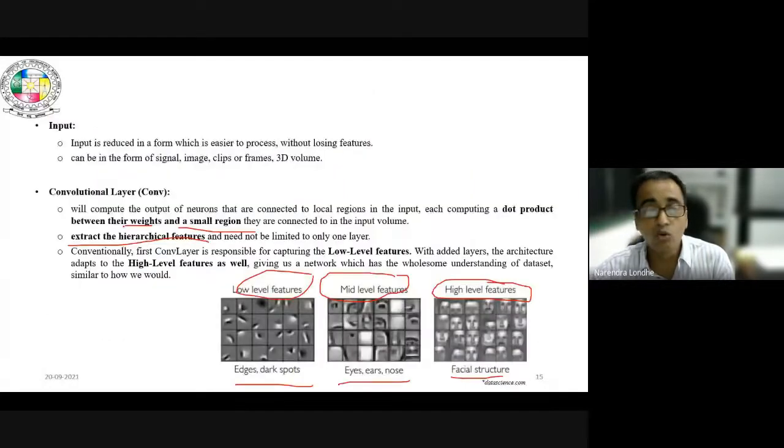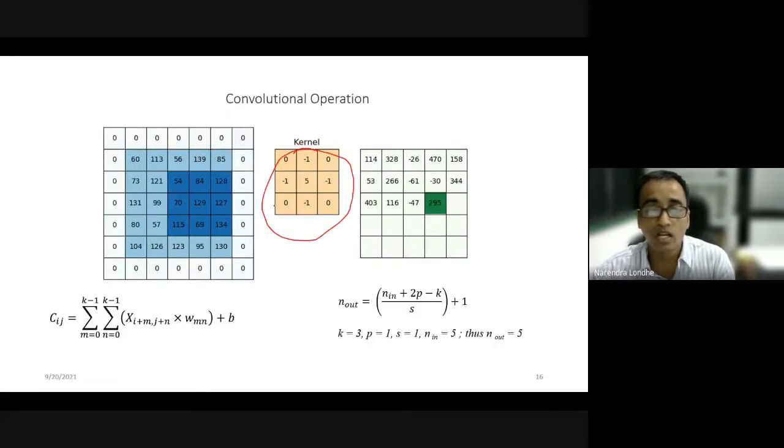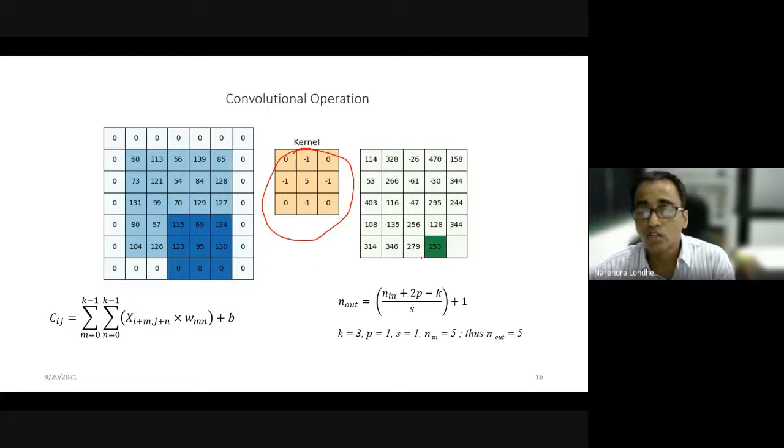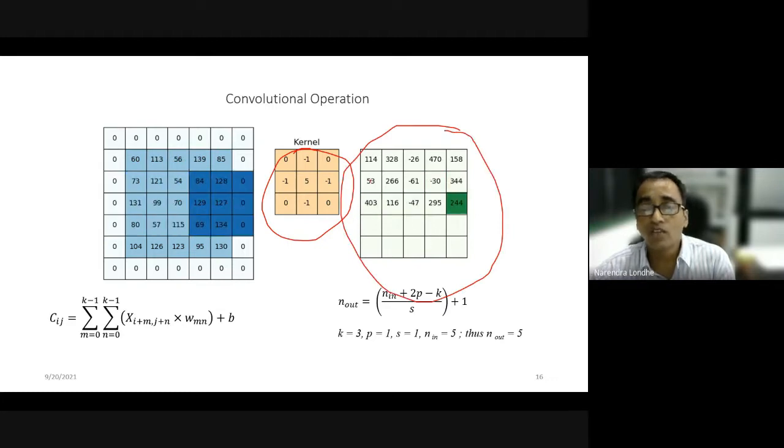Now what does this convolution do? This is your kernel. This kernel will be convolved with this input matrix like this, and it will generate this output matrix. You can see this 7 by 7 matrix is reduced here to a 5 by 5 matrix. This is your feature map, which has the values of the features here, right?